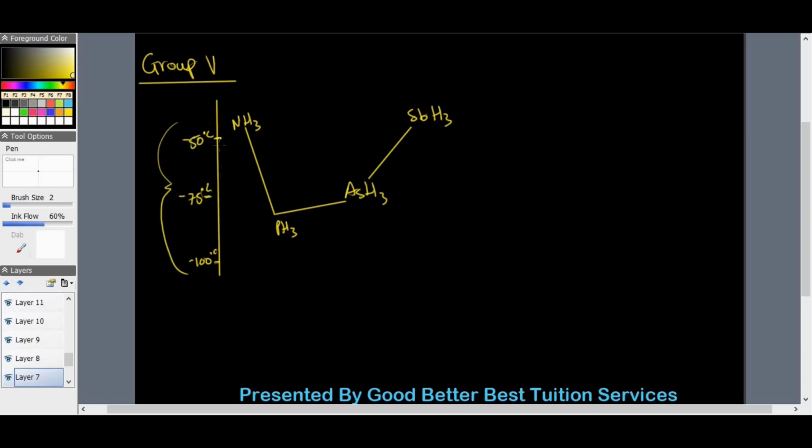So water, ammonia, and hydrogen fluoride should actually have the lowest boiling points, but because they have hydrogen bonding, because of the lone pairs and because they're covalently bonded, they take a while to boil.